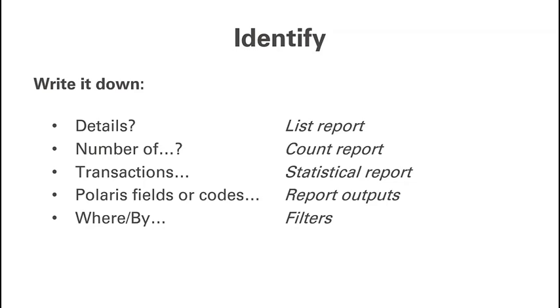Does your question start with, I want to know the number of, or how many of something? That's a count report. Is it transactions you're looking at? So you want to know the number of checkouts, check-ins, registrations created, items created. That's a statistical report. If you're using Polaris fields or codes or library terms like barcode, collection code, copy count, name, material type, etc., then those are your report outputs. And if you find yourself limiting, saying where or by or whereby, those are your filters.